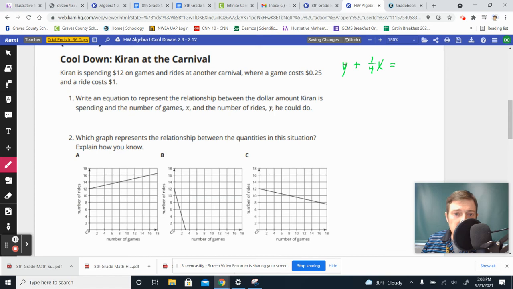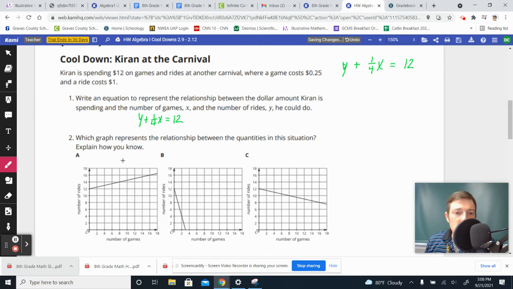So I add the money from the rides plus the quarter dollar that I spend per game. That should add up to me spending a total of $12. So there's my equation that matches the situation with my x and my y and everything. So that's number one. I can write that here as well: y plus a quarter x equals 12.